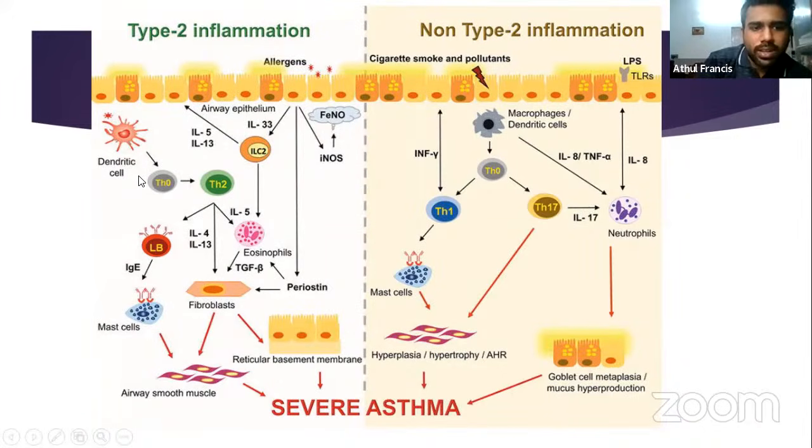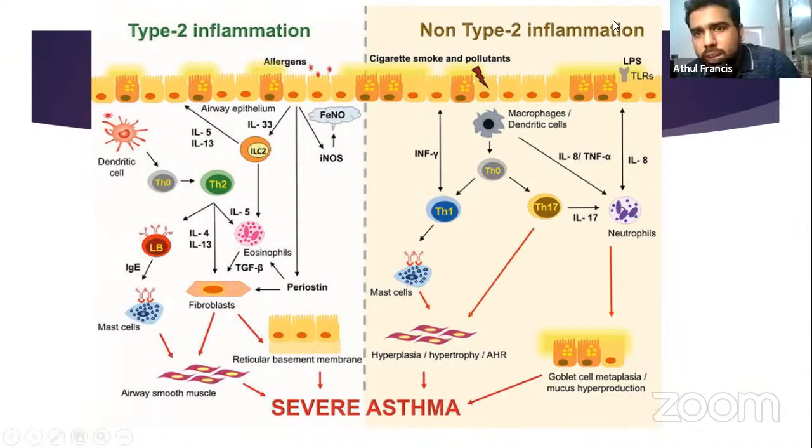The Th0 cells will activate the Th2 cells, which in turn will activate mediators like interleukin 4, interleukin 5, and interleukin 13. These are the mediators which cause the bronchoconstriction. There is a release of fibroblast. There are other mediators as well, like periostin, which are released from the airway epithelium. All of these will cause basement membrane thickening and smooth muscle hypertrophy, and in turn airway constriction, or bronchoconstriction. And this in turn will result in the symptoms of bronchial asthma.